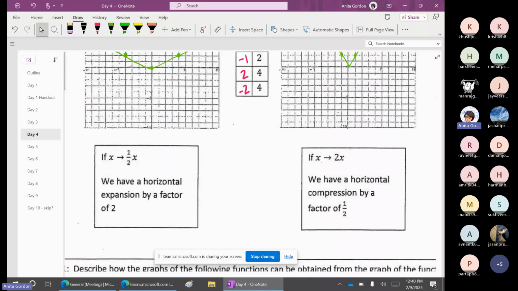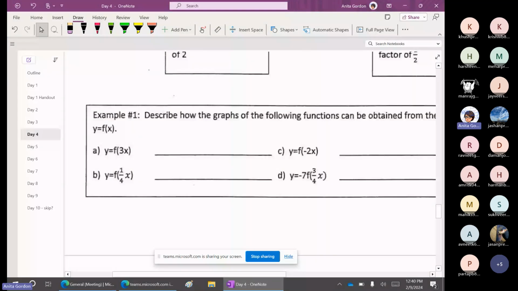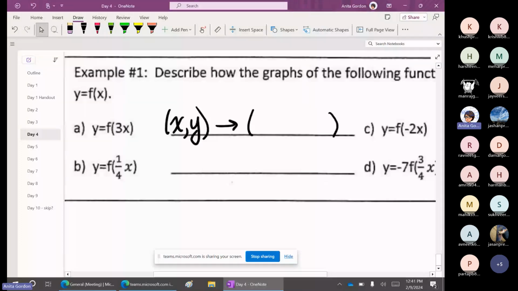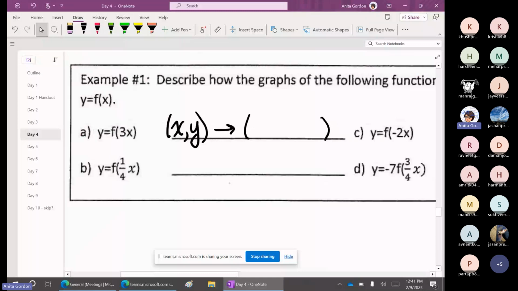Okay, let's take a look at mapping. If my original function is (x, y), what have I done in A? It looks like I multiplied by 3. What did I actually do? I did 1 over 3. So I took my x and I divided by 3. So when you substitute that coefficient, by the time you put it into your equation, you are doing the reciprocal of what you see when it's next to the x.